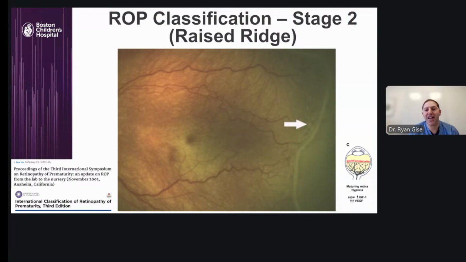And that's a sign of disease activity, but it's not included in either our treatment criteria or anything else. It's more just something that we need to know about because it means that the stage 2 is more active than if it wasn't there.